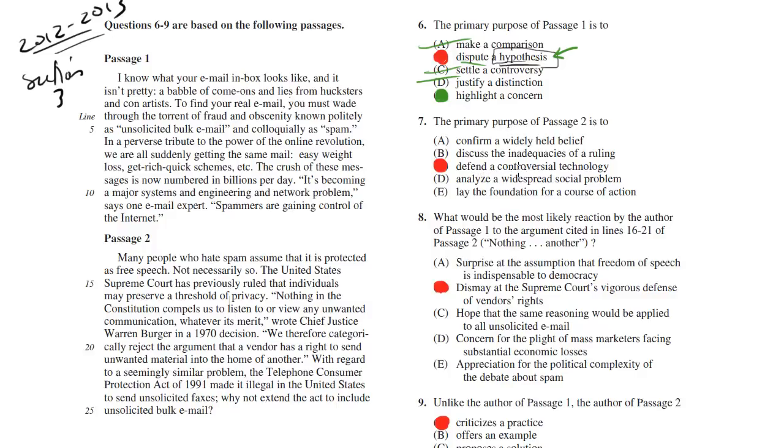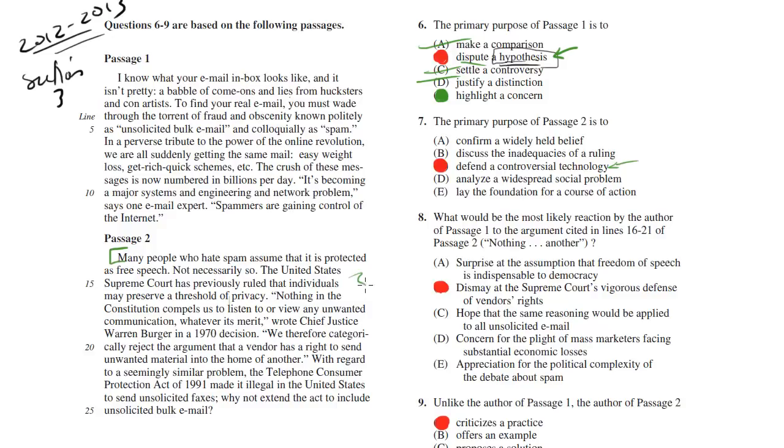So you put C, defend a controversial technology. My thought as to why maybe you put C is maybe you read this as this paragraph defending spam. But there's no real mention here that it's defending spam in any way. Notice it begins by saying many people who hate spam assume that it is protected as free speech. Not necessarily so. This is not at all defending spam. It's just saying people out there who hate spam, you may think it's free speech, so it's hard to get around, but actually, no, it's not.